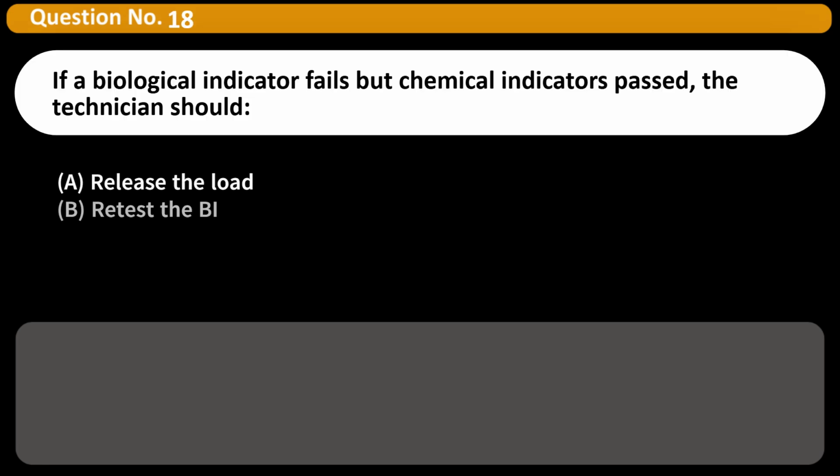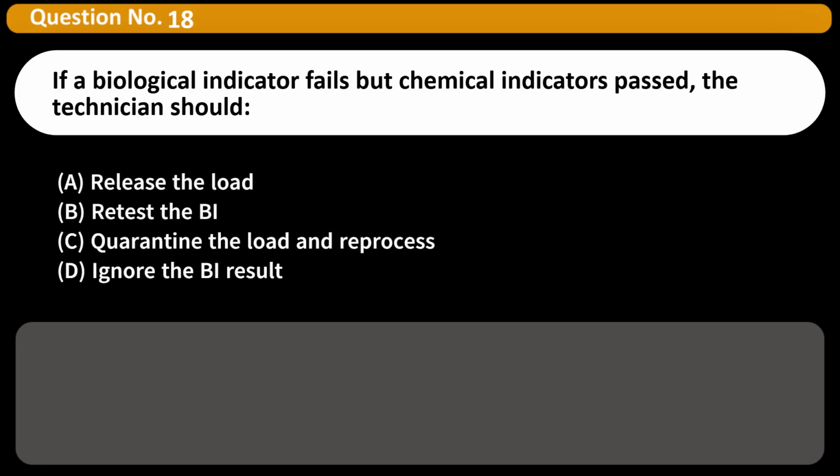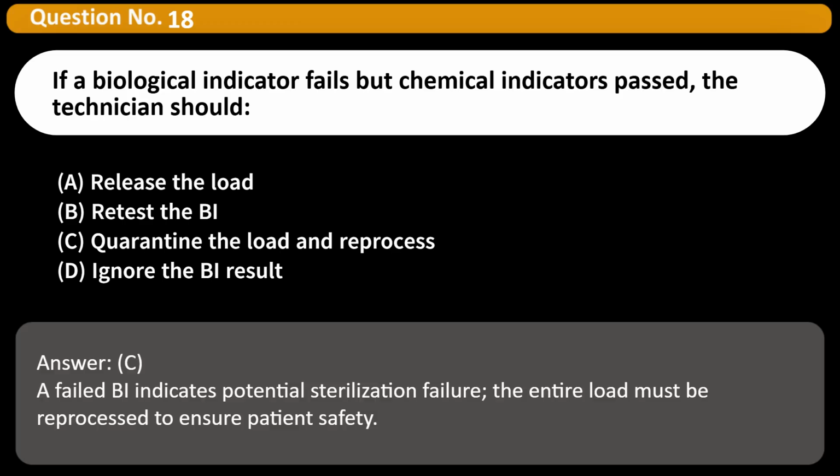If a biological indicator fails but chemical indicators passed, the technician should: A. Release the load. B. Retest the BI. C. Quarantine the load and reprocess. D. Ignore the BI result. Answer: C. A failed BI indicates potential sterilization failure. The entire load must be reprocessed to ensure patient safety.